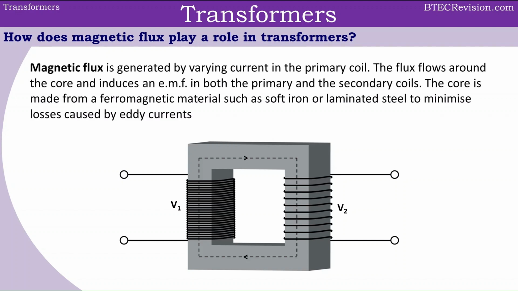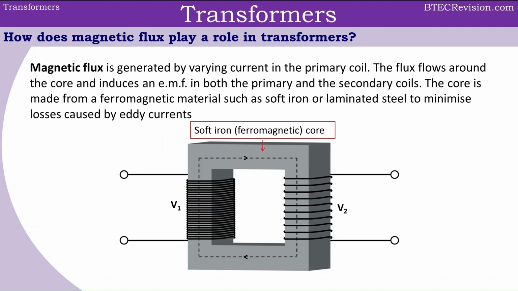Magnetic flux is generated by varying the current in the primary coil. The current needs to be AC. The flux flows around the core and induces an EMF in both the primary and the secondary coils. And if you remember, induces means to generate. The core is made from ferromagnetic material, such as soft iron, or we could also use laminated steel to minimize losses caused by eddy currents.